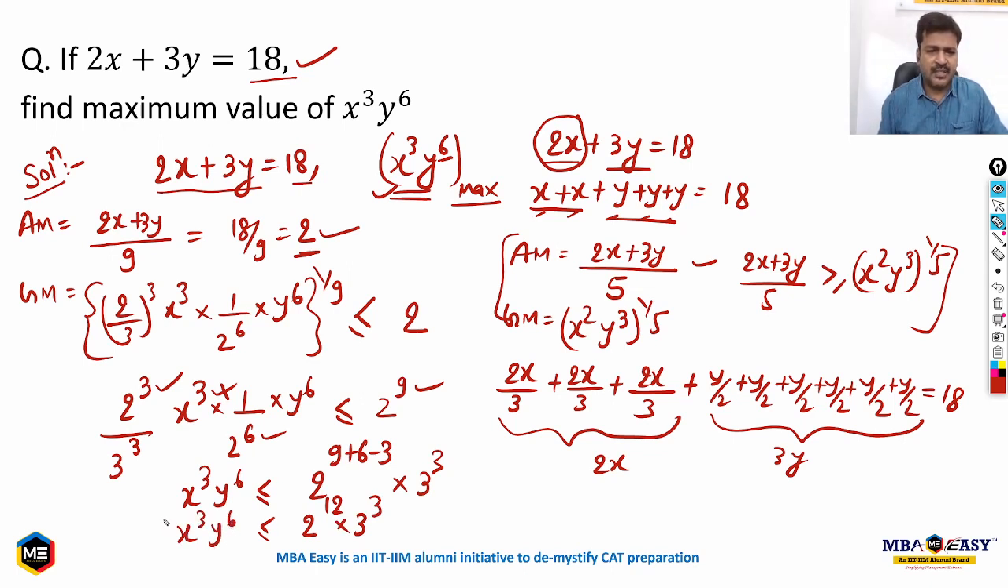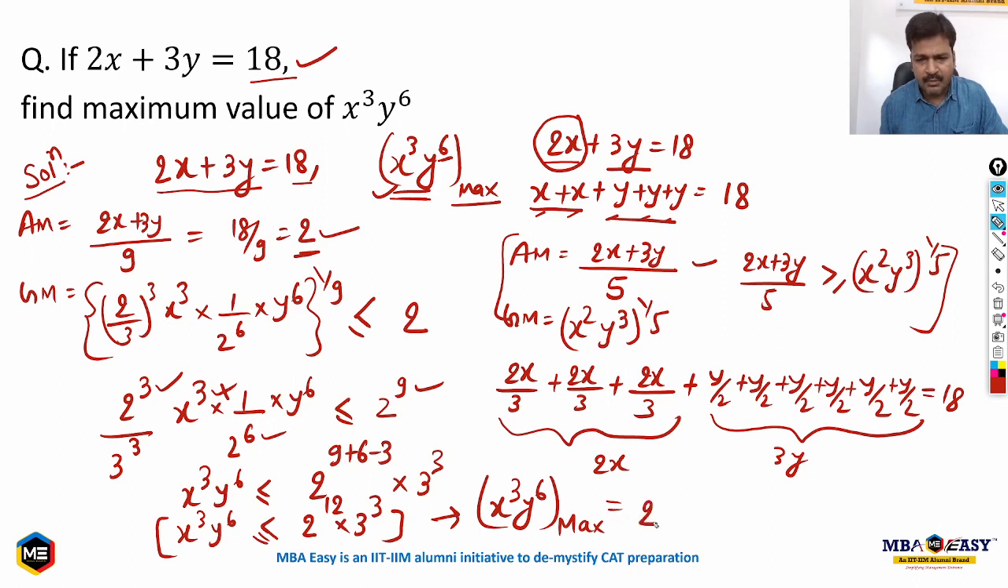Now, it's pretty obvious what will be the answer. This expression x^3 into y^6 has to be less than or equal to 2^12 into 3^3. So I can say very clearly that the maximum value of x^3 into y^6 will be 2 raised to the power 12 into 3 raised to the power 3. So this is our answer. This is the maximum value of x^3 into y^6.